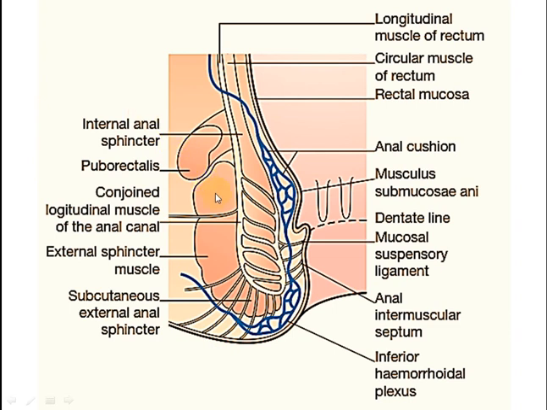This is the deep part of the external sphincter, this is the superficial part, and this is the subcutaneous part. Here is the puborectalis muscle.